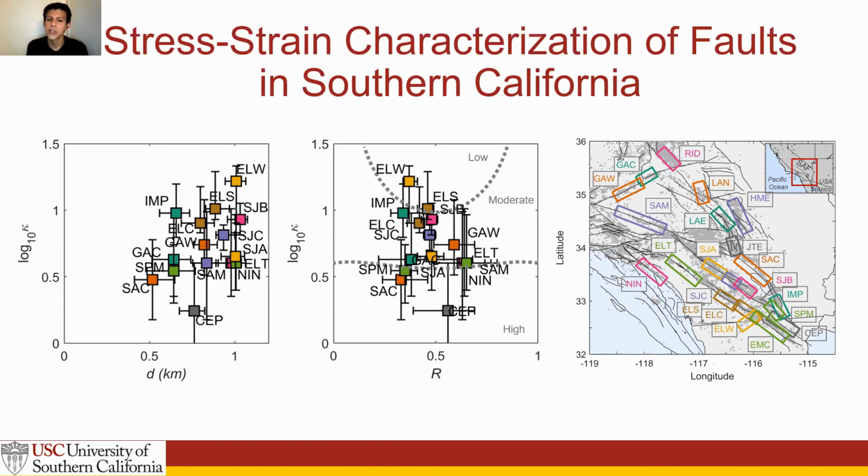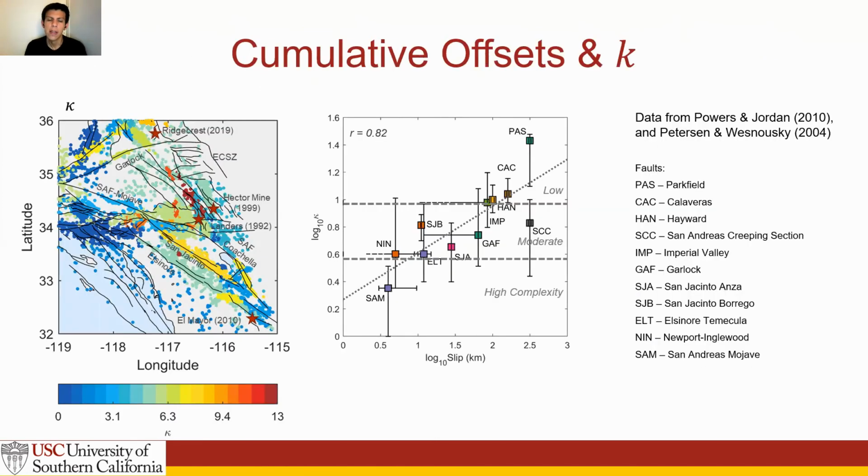In the middle panel, I'm showing the differential stress ratio against kappa. We see that for Southern California, R ranges over a wider interval, and the values of complexity range from high to moderate. So finally, I'm going to show the latest part of my study where I compiled cumulative offsets for different faults in Southern and Northern California. Total slip from faults in Powers and Jordan in 2010, and also in the study of Petersen and Wesnousky in 2004. Here I'm showing the values that they documented and the values that we estimated for the parameter kappa.